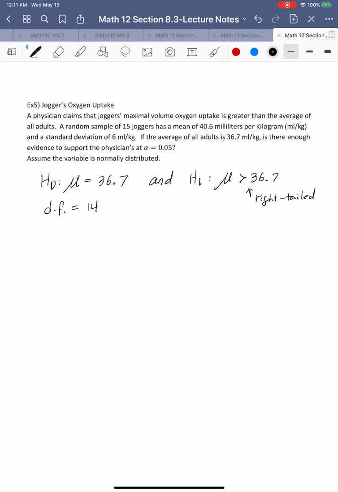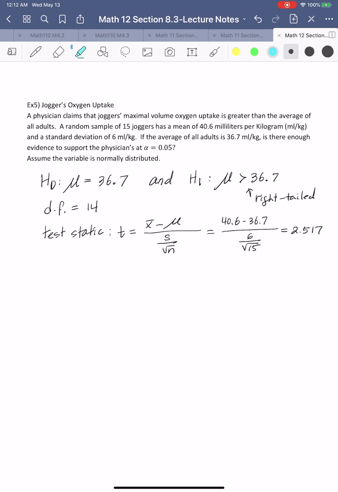Okay, so we need to find the test statistic, which is t equal to x bar minus mu over s over square root of n. So x bar was 40.6 minus 36.7 over 6 over square root of 15 joggers, and that becomes 2.517. So I have to use the 14 and then 2.517, right? So 2.517 is in between which two numbers, okay?